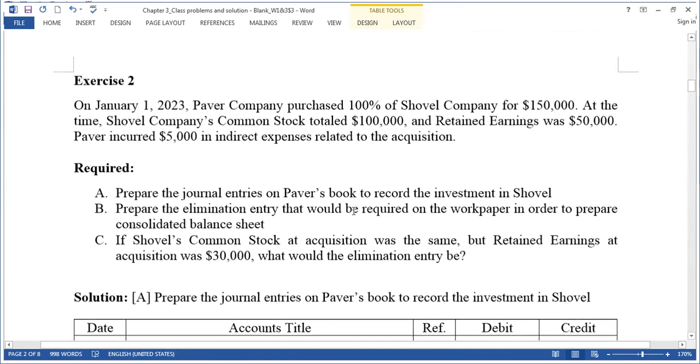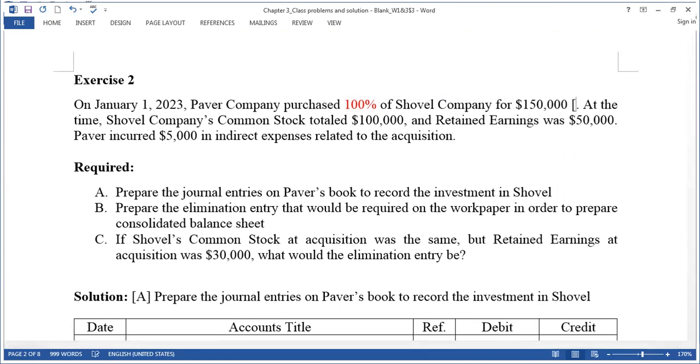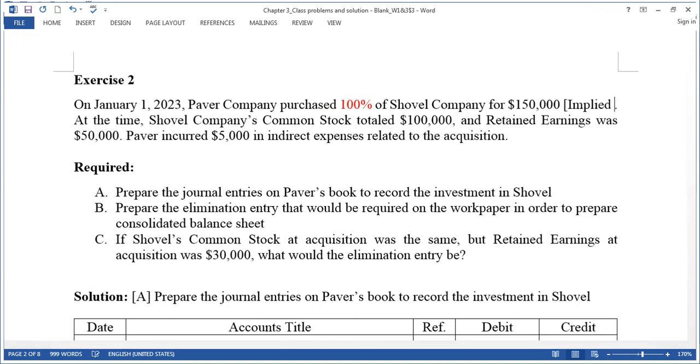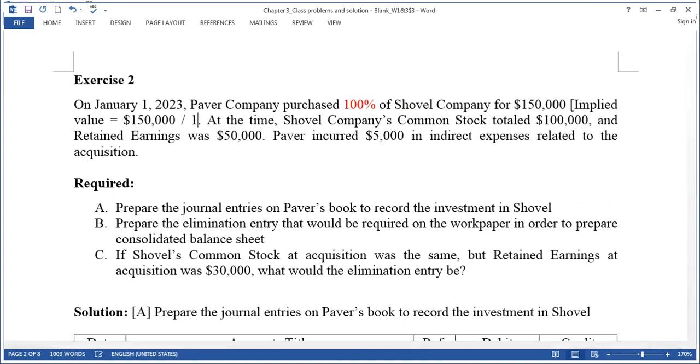Let's see question 2 now. On January 1st, 2023, Hardware company purchased 100%, that means we don't have any non-controlling interest, of Shovel company for $150,000. So up to here, you have to immediately calculate the implied value. And I already told you how to do that, right? It is your investment divided by, as it is 100%, the same amount.